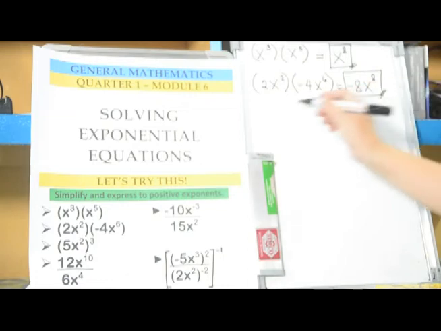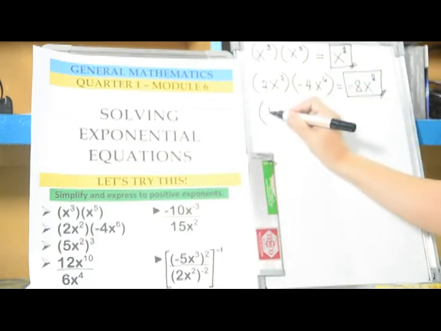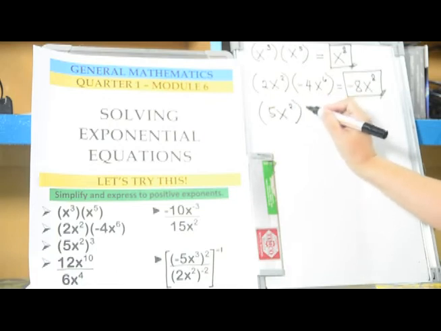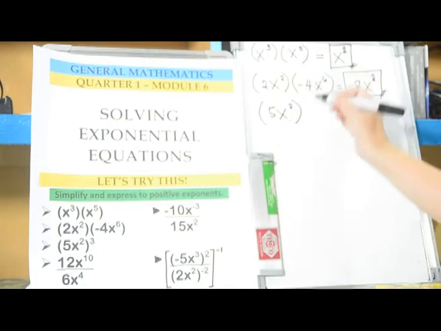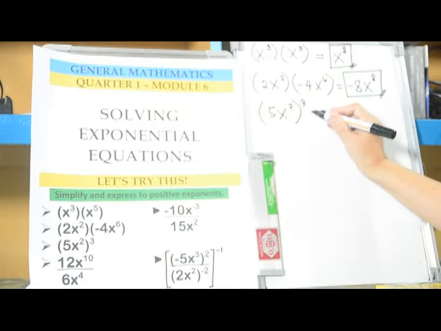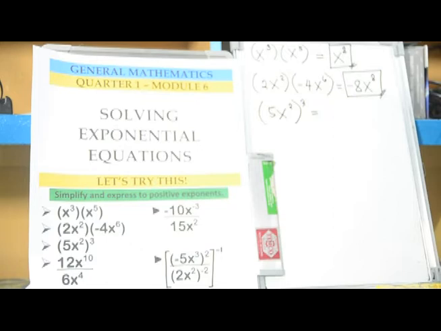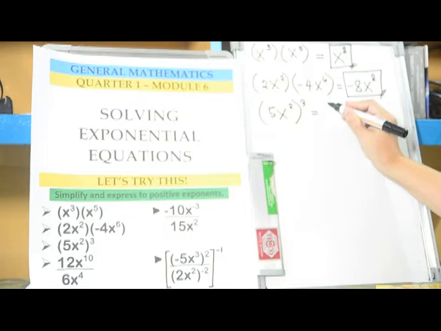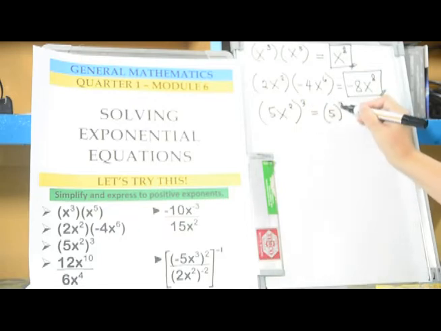Third, let's try the third one. So you've got here 5x squared, and the 5x squared is being raised to the power of 3. So what are we going to do with that? In the laws of exponents, simply multiply by its power each of the factors. So the 5 here will also be raised to the power of 3, and this one will also be raised to the power of 3.